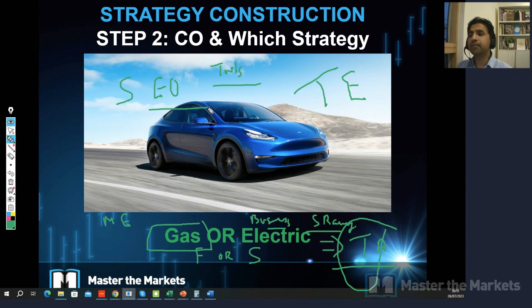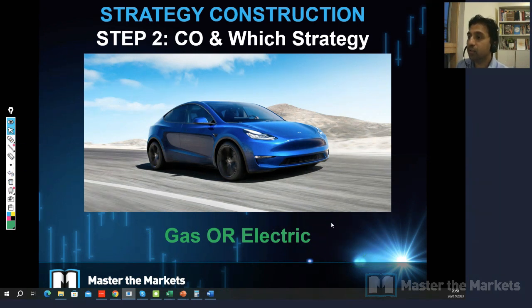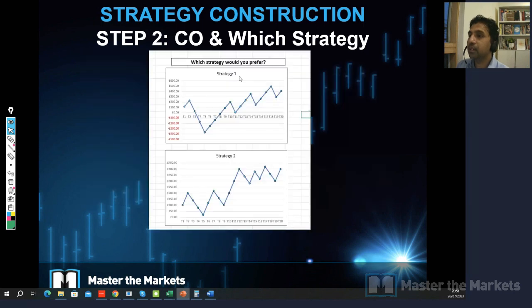How do we want that strategy to look like? How do I want my profits to accumulate? Right? How are my drawdowns going to look? So that's why we have to start looking at what I've mentioned over here. Which strategy? Start with that question first. Okay, which strategy do I want? How will my strategy look like?